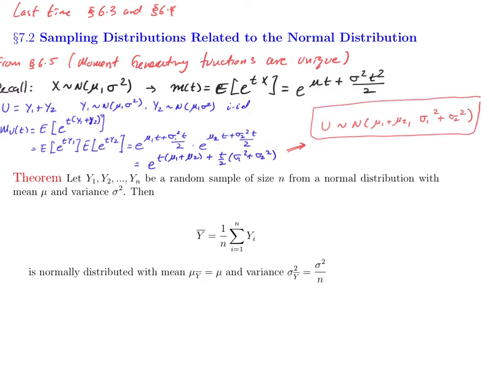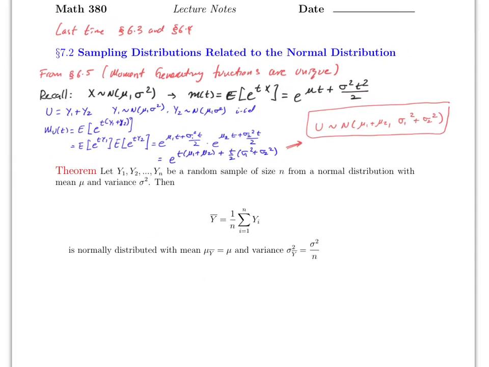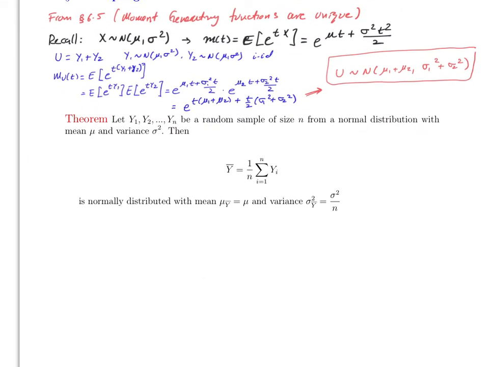In fact, this is true in general. So if you go up to 10 or 20, doesn't matter what the value of n is, you will get a normal distribution where the mean is the sum of the means and the variance is the sum of the variances. Okay? So we need this for the stuff we're going to do in this section, and this result will be applied automatically to the first theorem.